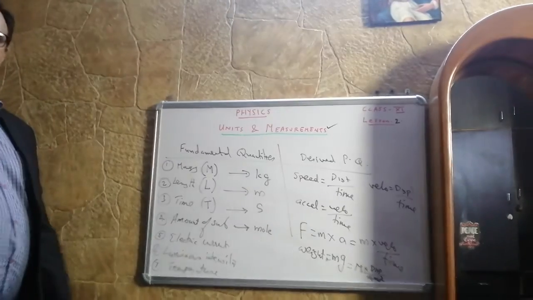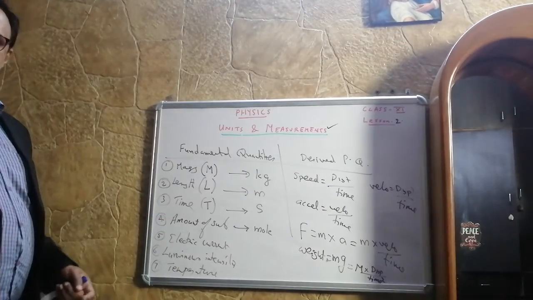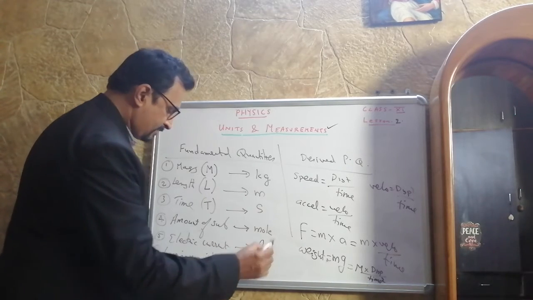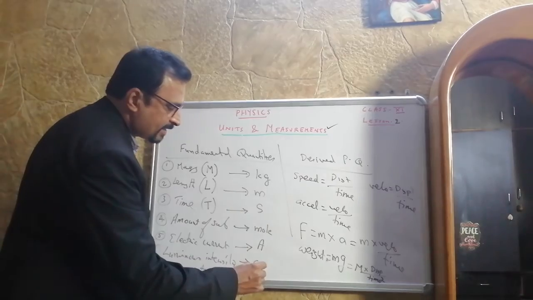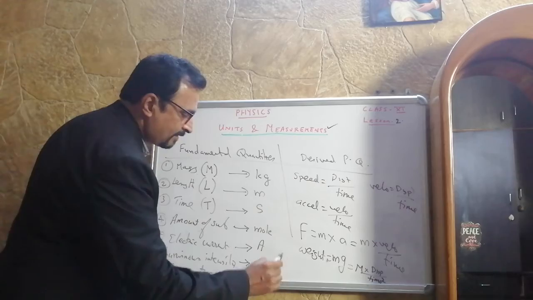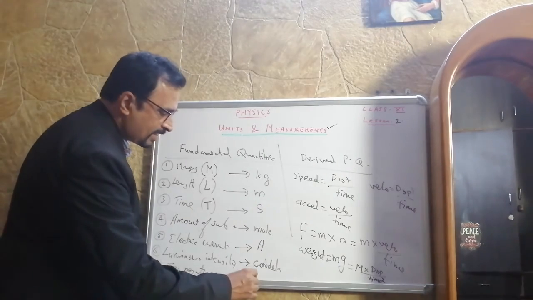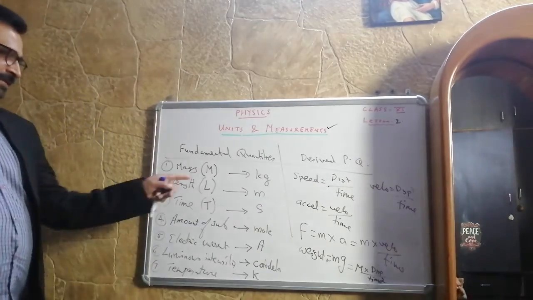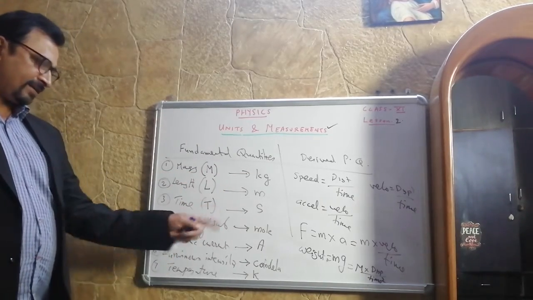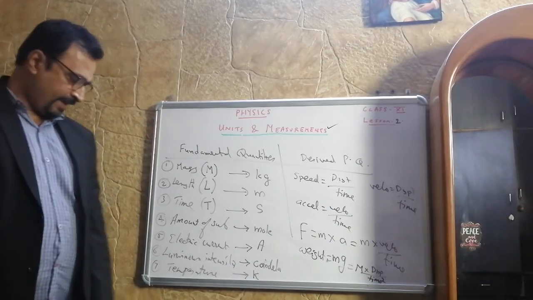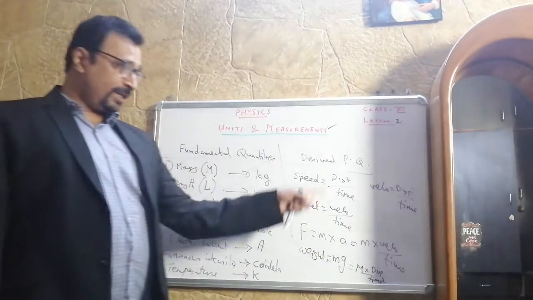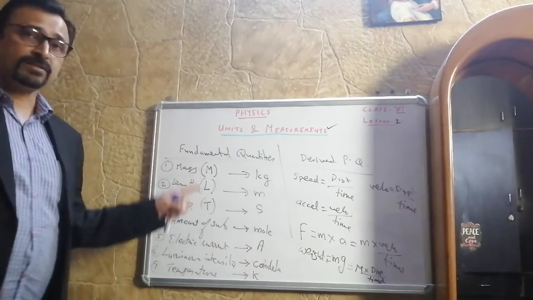You studied in class 9, 1 mole, 0.1 mole. Mole is the amount of substance. And electric current, already you studied in class 10, the unit is ampere. And luminous intensity, the unit is candela, C-A-N-D-E-L, candela. And temperature, already you know, it is Kelvin. These are the units: mass, kilogram; length, meter; time, seconds; amount of substance, mole; electric current, ampere; luminous intensity, candela; and temperature, Kelvin. These are the fundamental quantities. And you can express any of your derived quantities in terms of these fundamental quantities.